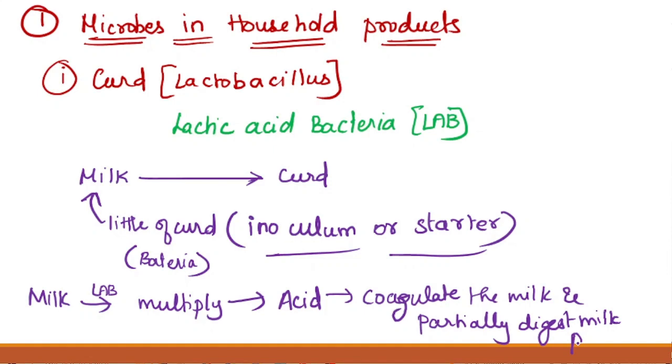Since they are partially digesting the milk protein, what will happen? The milk is becoming curd and it is becoming very thick. For it to become curd from milk, it needs a suitable temperature. With the help of a suitable temperature, it will multiply and become curd.